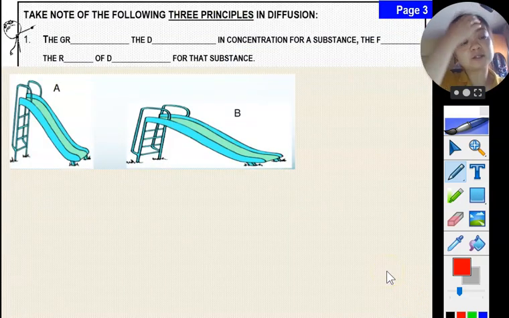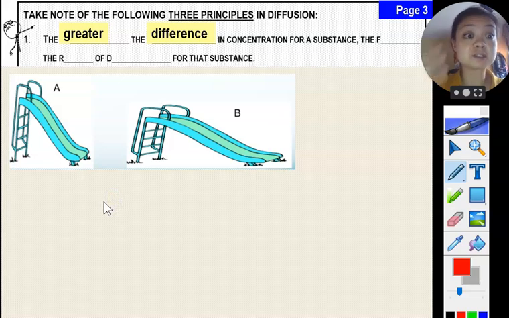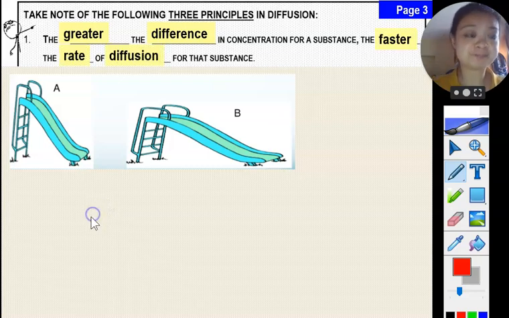Alright, so now let's turn to the bottom part of page 3. We must take note of 3 principles in diffusion. What is the meaning of principles? It just means rules. So there are 3 rules that must occur in diffusion. The first rule is the greater the difference in concentration, the faster diffusion will occur. Rate just means speed. So if the difference is not so great, then diffusion speed will be slower.